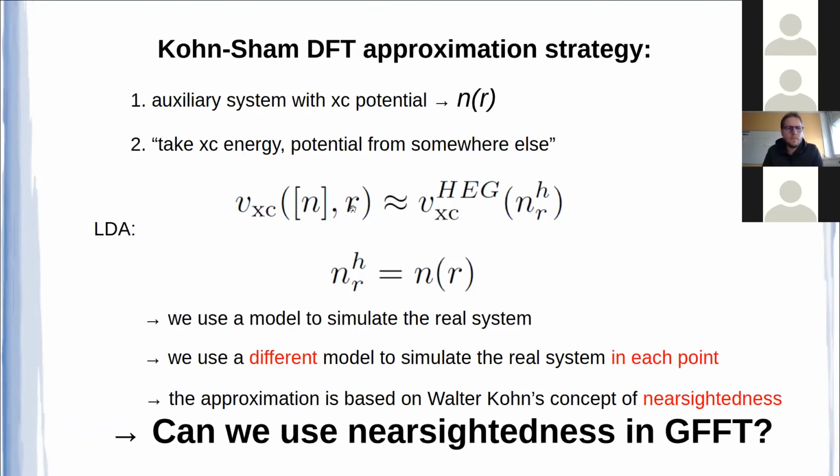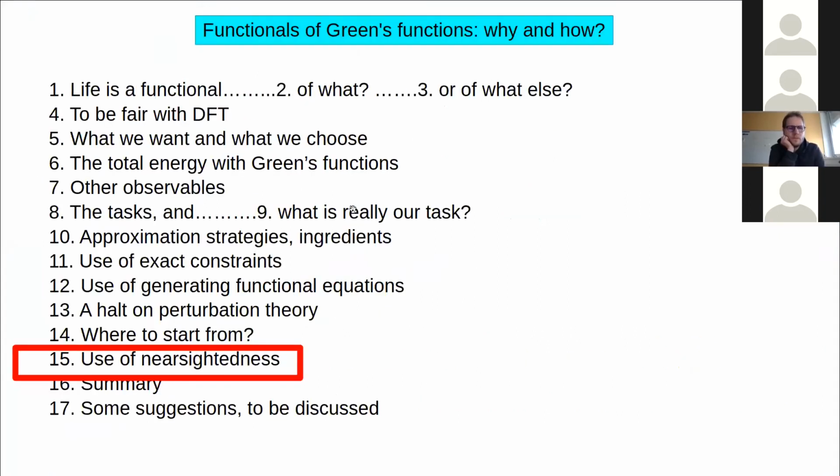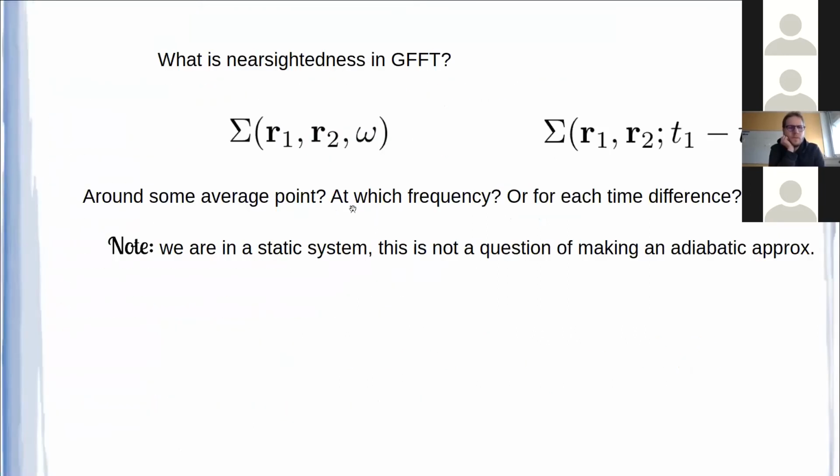Now the question is, could we use nearsightedness in Green's function theory? It would be a completely different strategy from perturbation theory. It would be closer to what we do in density functional theory. You can immediately see the problem. For example, the self-energy plays the role of the exchange correlation potential. The self-energy depends on two places in space and frequency or time difference.